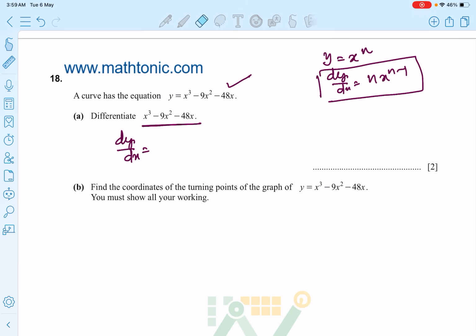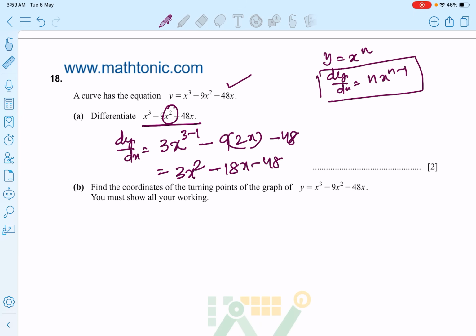If you don't understand how to do this, I'm telling you, x cubed will be like this: 3 times x to the power 3 minus 1. Can you see this? Minus 9 times x squared, the differentiation will be 2x. And for the constant term, minus 48x, it will be minus 48. So if I write it down, I get 3x squared minus 18x minus 48. This should be your differentiation. So I'm writing here 3x squared minus 18x minus 48.